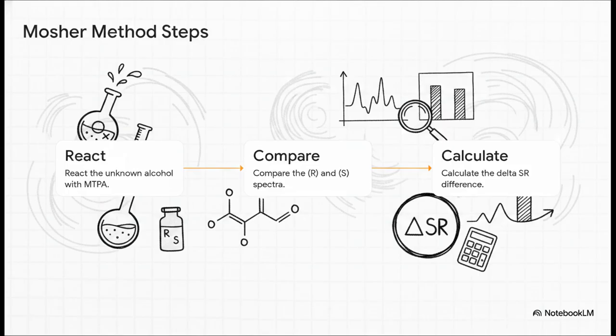It comes down to these 3 steps. First, take your unknown alcohol. React half of it with the R Mosher reagent and the other half with the S Mosher reagent. Second, you run NMR spectra for both of those new diastereomeric esters. And third, you just do the math. Calculate the difference in chemical shifts between the two spectra, which gives us a value we call delta SR.